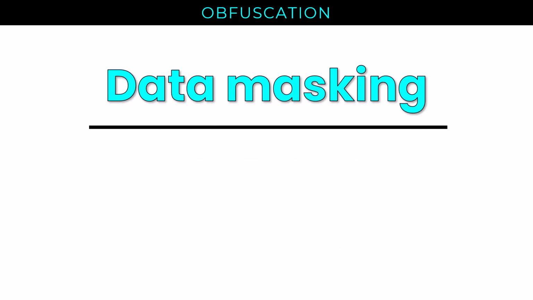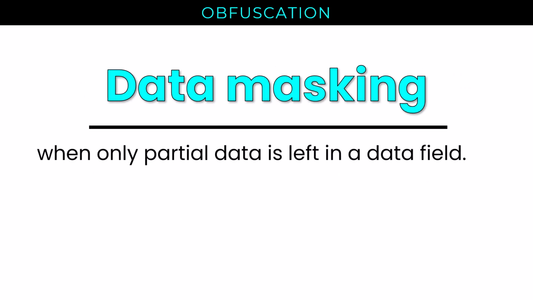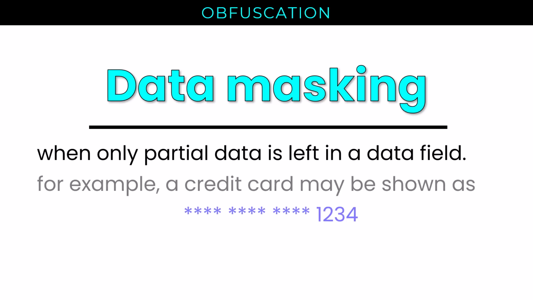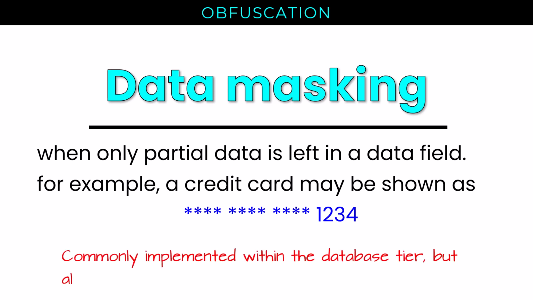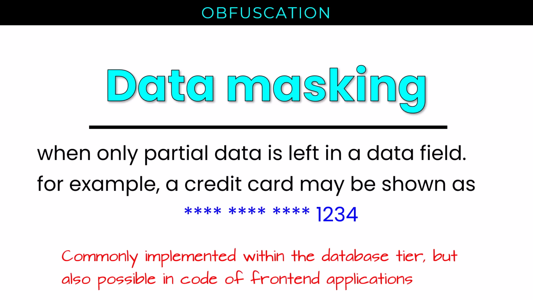And then we have data masking, which is when only partial data is left in a data field. For example, a credit card may be shown as asterisks where we only see the last 4 digits. This is commonly implemented in the database tier, but it's also possible in code of your front-end applications. But data masking is very common in the database tier, and when you get into the cloud with platform as a service database offerings, oftentimes they'll have a data masking feature where they will recommend a masking strategy for you proactively based on what the service sees in the database.